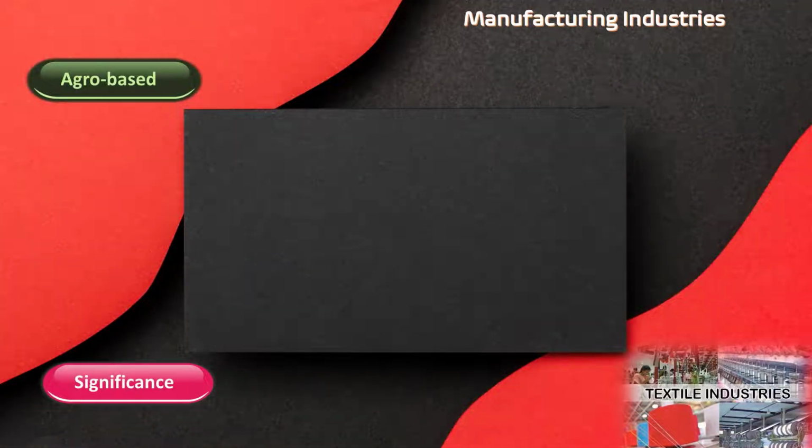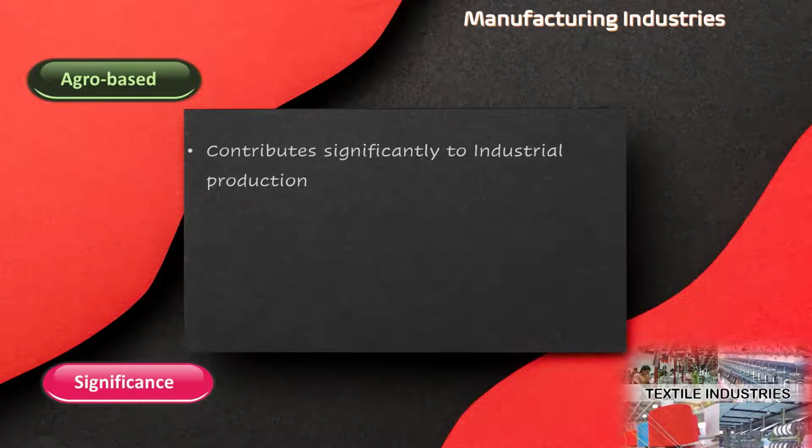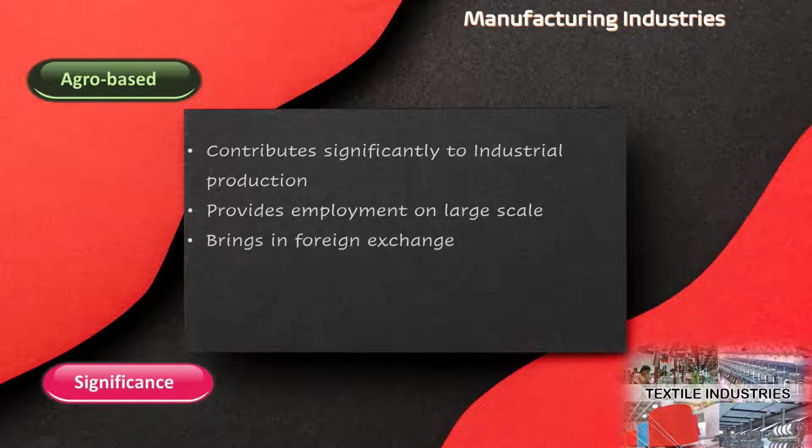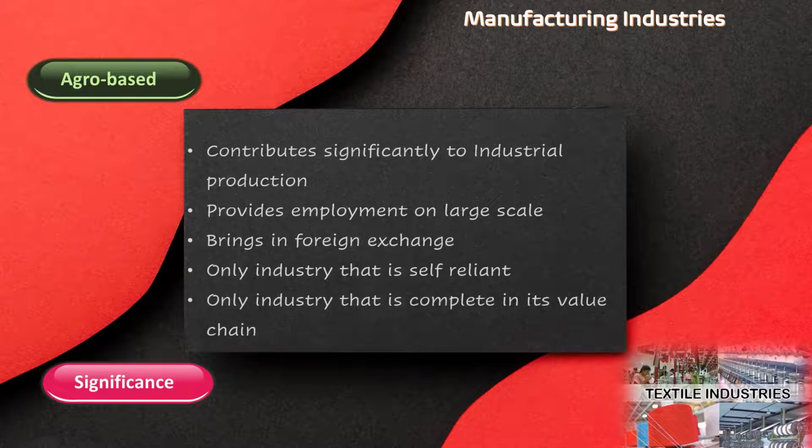Textile industry occupies a significant position in the landscape of Indian manufacturing industries. It contributes significantly to industrial production. It provides employment on large scale. The export of cotton products brings in foreign exchange. It is the only industry that is self-reliant. It is also the only industry that is complete in its value chain.